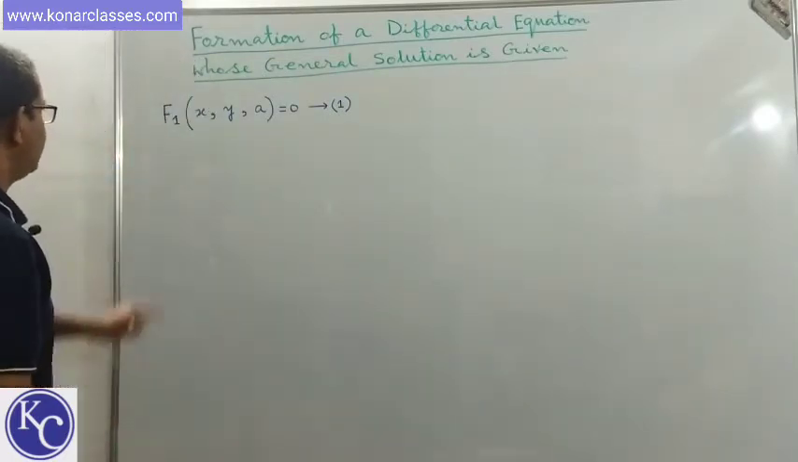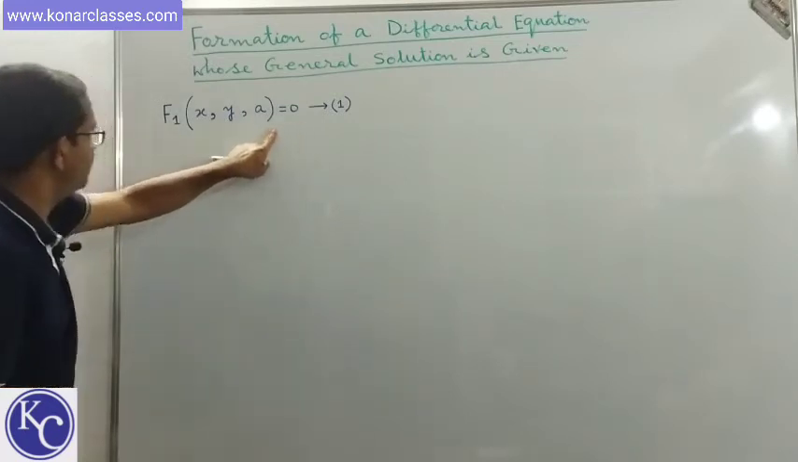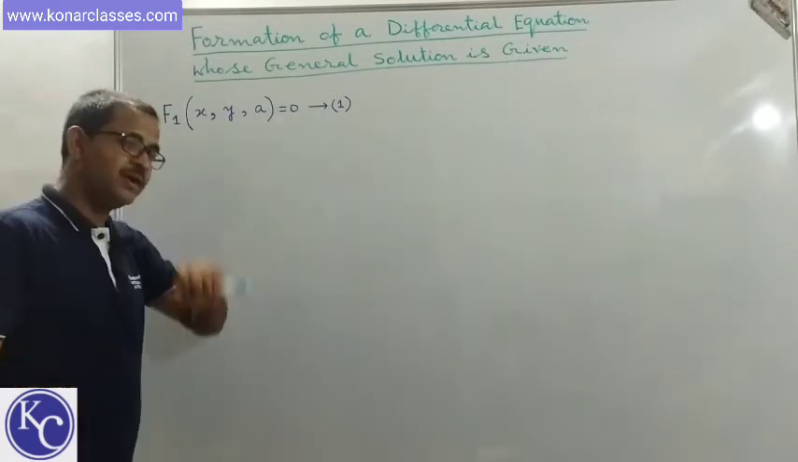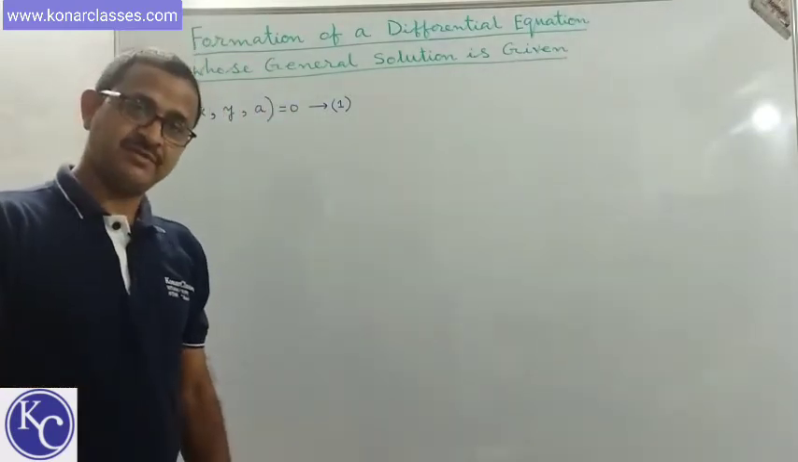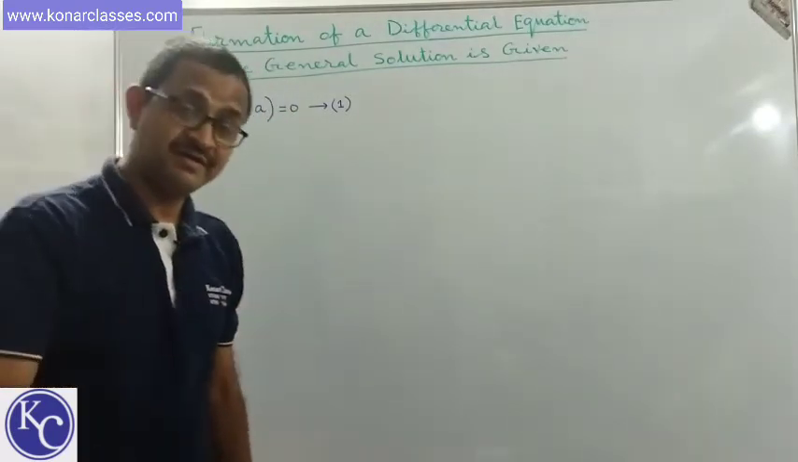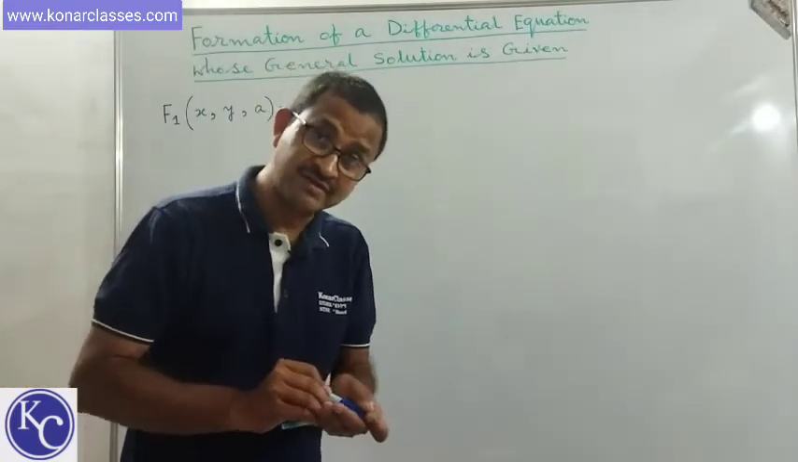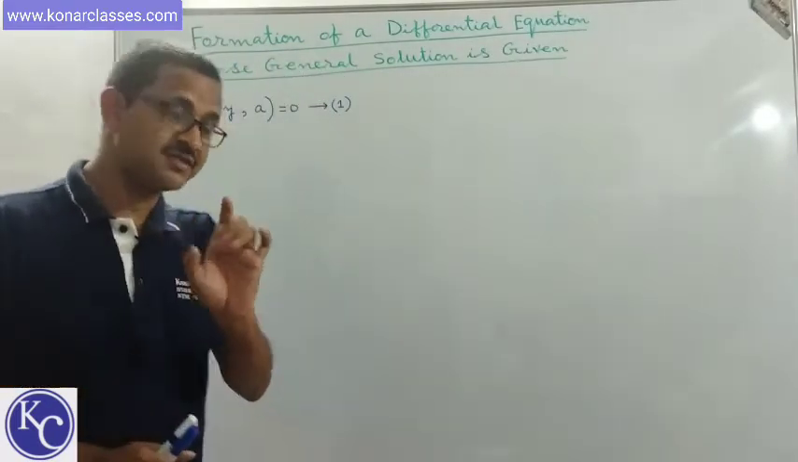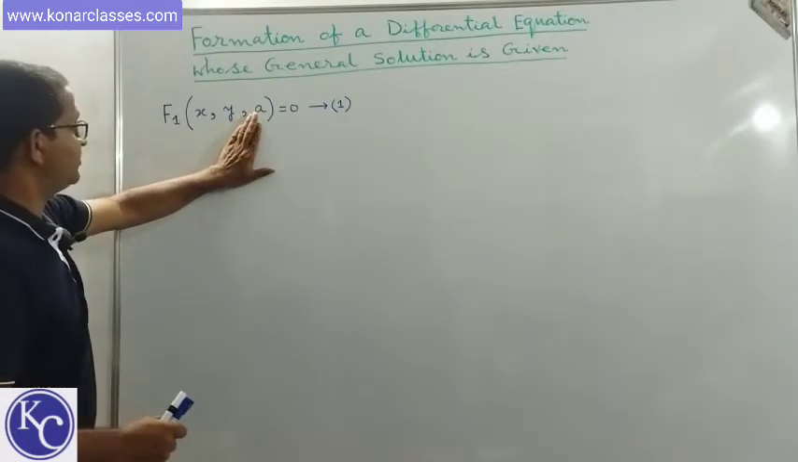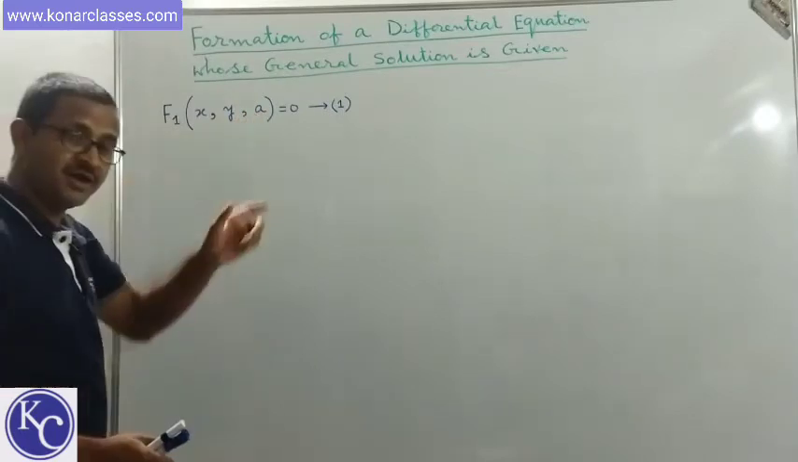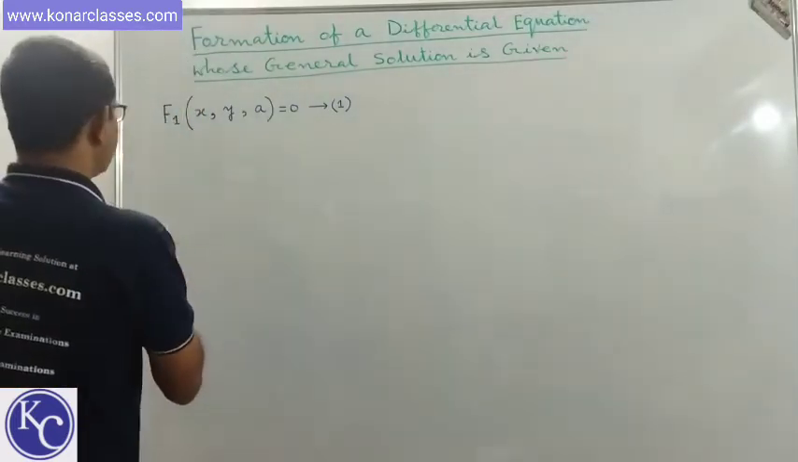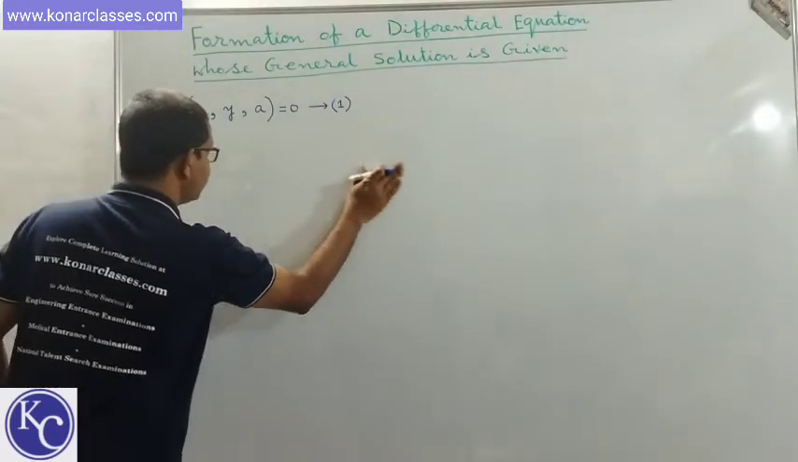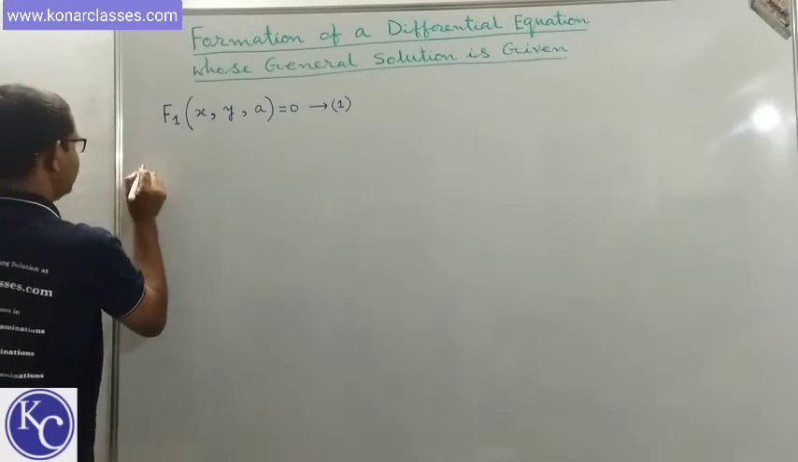After that, we will differentiate both sides with respect to the independent variable x. Why so? Because, as I said when discussing the examples, our task is to remove the arbitrary constant. Here a is the arbitrary constant, and our task is to remove it. And how do we do this? We differentiate with respect to x, the independent variable.